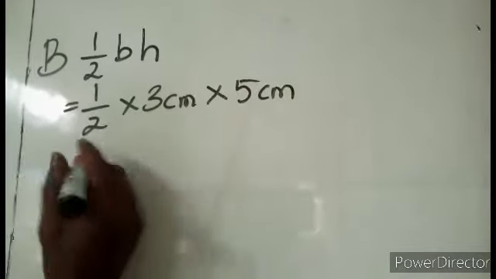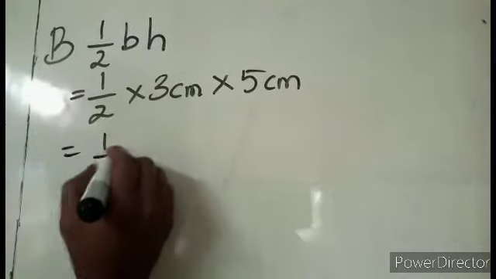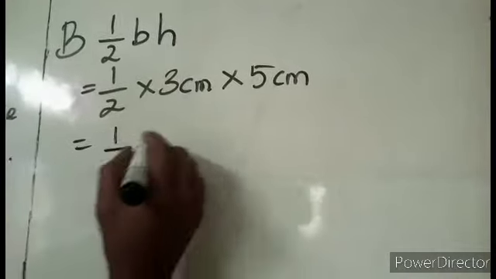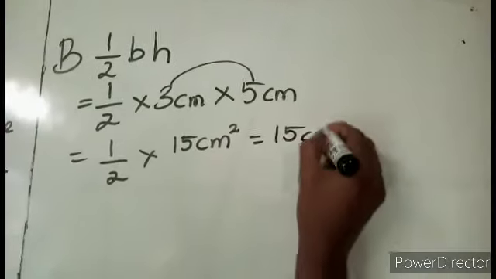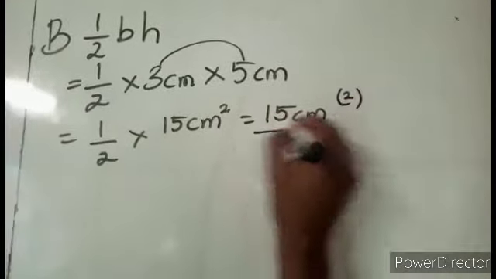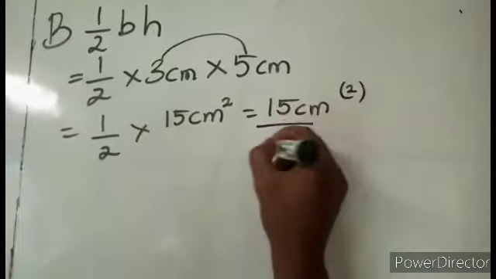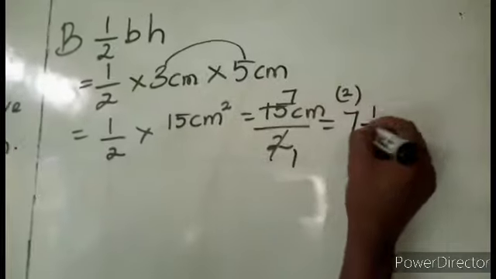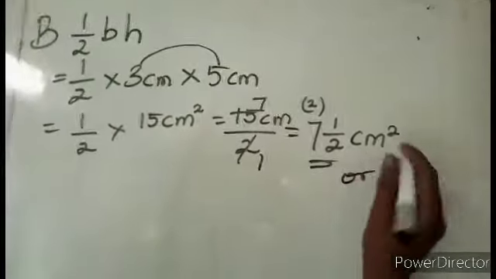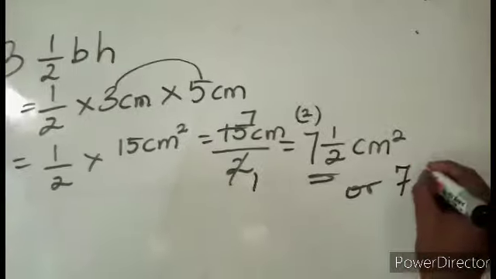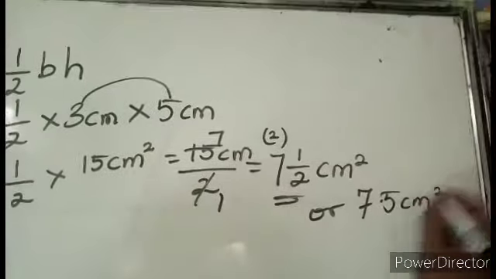Now let's work it. We can as well say 1/2. You can multiply this 2. That's 15 centimeter square. So we can say 15 centimeter, you can put the square somewhere, divided by 2. So 2 here 1, 2 here 7. Remainder 1, so 1/2 centimeter square. Or in standard units, 7.5 centimeter square.